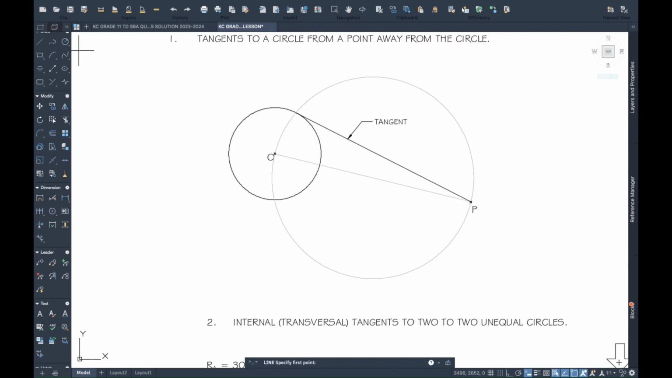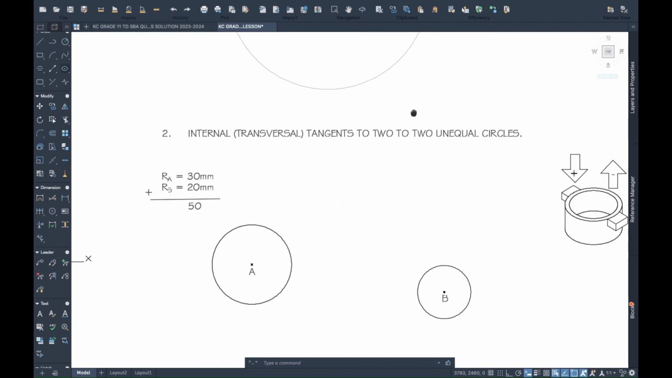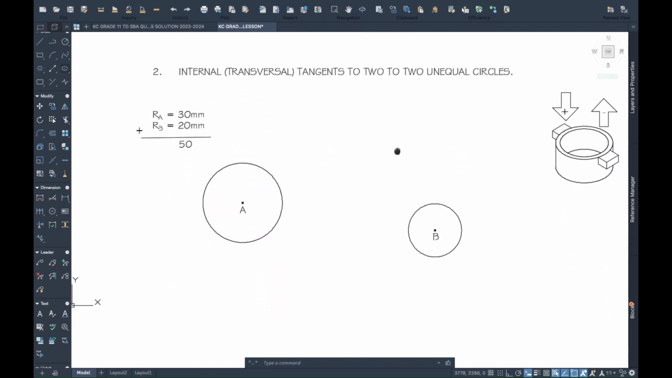Again, I'm saying that it could be from this point to P as well. So this line will also be a tangent from P to the circle. But we'll just stop with this one. You just get the basic idea of how to construct a tangent from a point away from the circle. Alright, let's move now to the second objective.